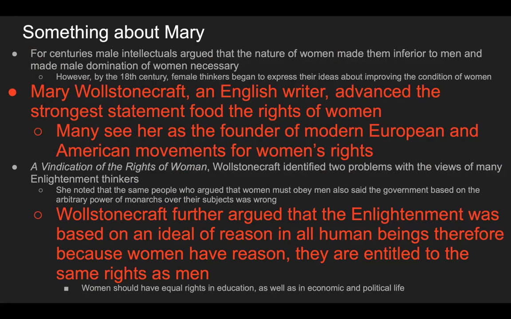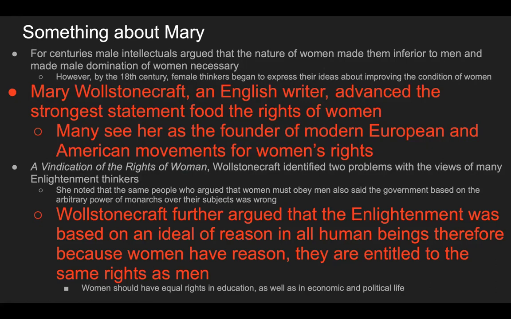Many see her as the founder of modern European and American movements for women's rights. In her book, A Vindication of the Rights of Woman, Wollstonecraft identified two problems with the views of Enlightenment thinkers. She noted that the same people who argued that women must obey men also said that the government based on the arbitrary power of monarchs over their subjects was wrong. So, a whole gender having the power over the other gender is also the same as a government having too much power over their subjects.